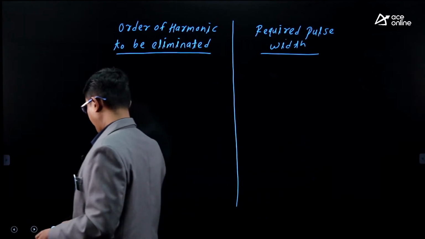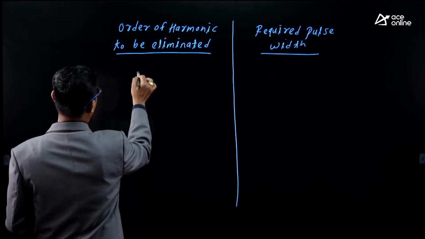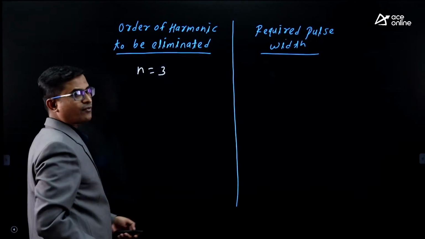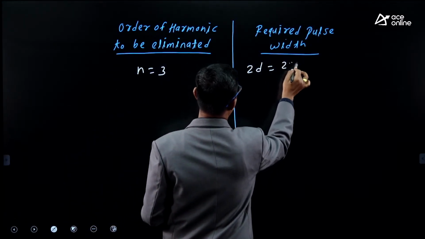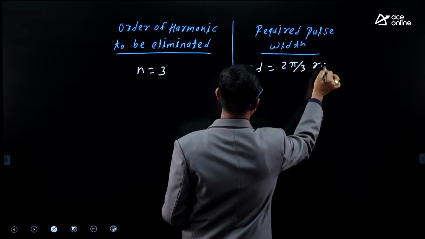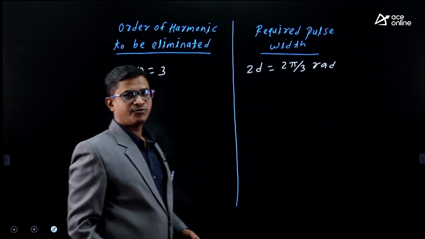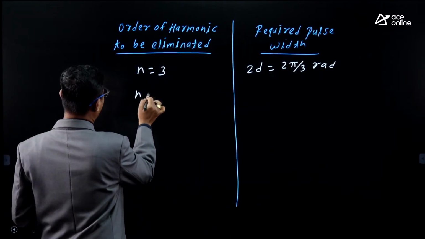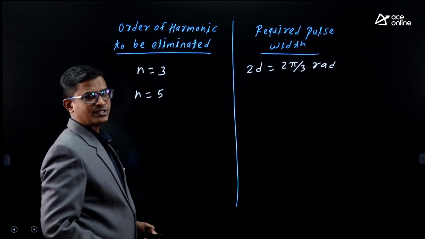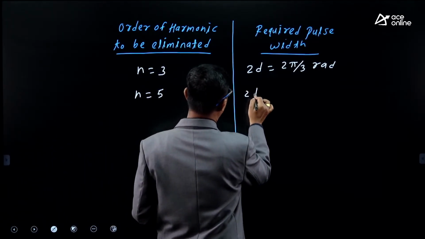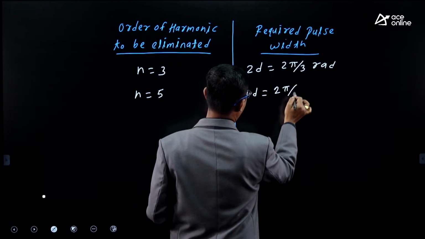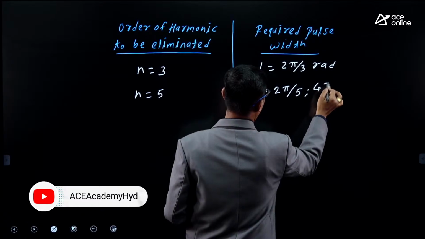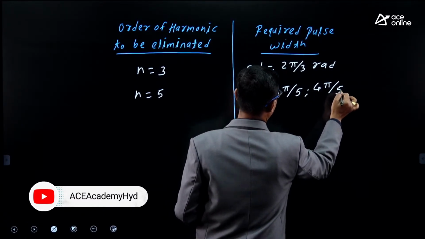Yes. So if I want to eliminate the third harmonic, then what is the required pulse width? We discussed now, 2d is equal to 2 pi by 3 radian. If we want to remove the fifth harmonic, then what is the required pulse width? We are having two valid pulse widths. Yes, 2 pi by 5 and 4 pi by 5 radians.